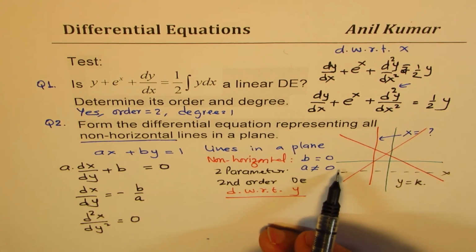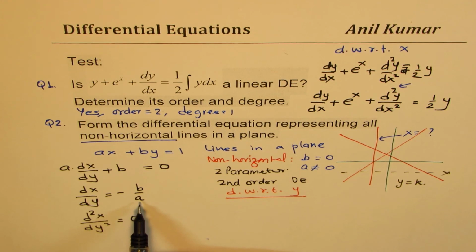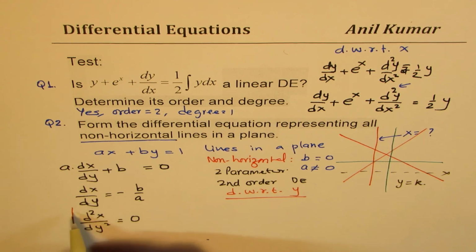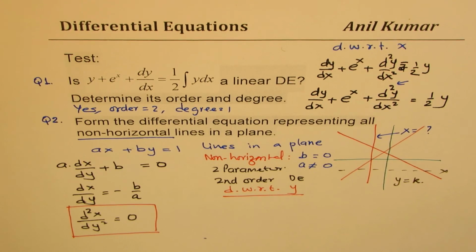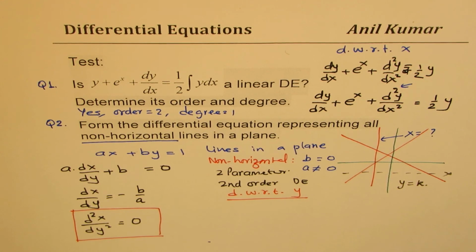Now since a is not equal to 0, we can actually divide by a. No problems, correct? So what you get here is d2x over dy square equals to 0, and this represents the equation for the family of curves we're discussing, correct? So I hope that is absolutely clear. With this, we complete our part 1 of differential equations.